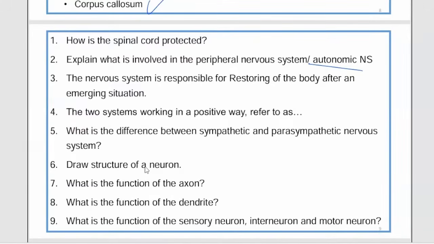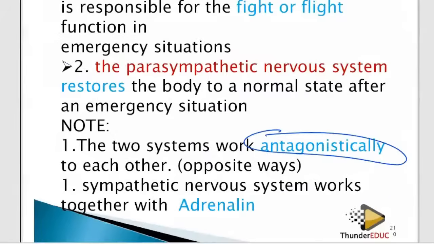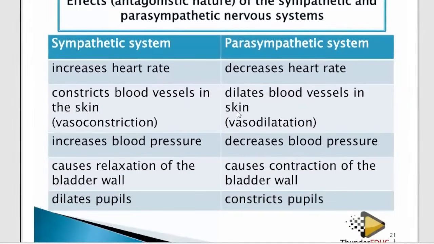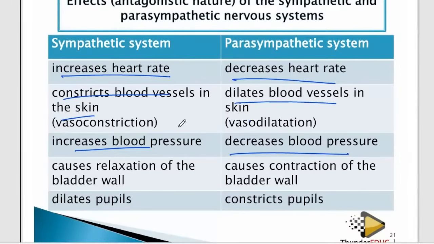What is the difference between sympathetic and parasympathetic nervous system? Basically, sympathetic prepares the body for emergency, and parasympathetic restores the body from the emergency situation, whereby if the heartbeat was high, it returns to normal. You can draw a table and give the difference between the two: heartbeat increases or decreases, constriction or dilation of the blood vessels of the skin, increase or decrease in the blood pressure.